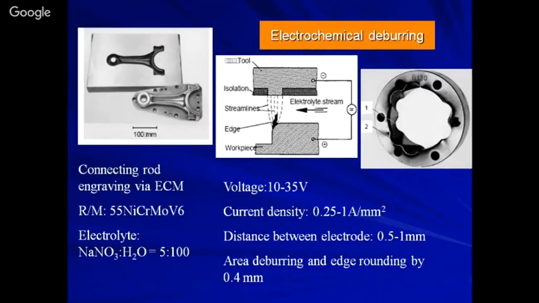And this is the electrochemical deburring process. You will see here how the deburring process works: tools, isolation, streamline, electrolytic stream. On the edges where burrs are present from conventional machining processes, they can be removed and deburred. This is a very fine way. So these are the advanced processes.